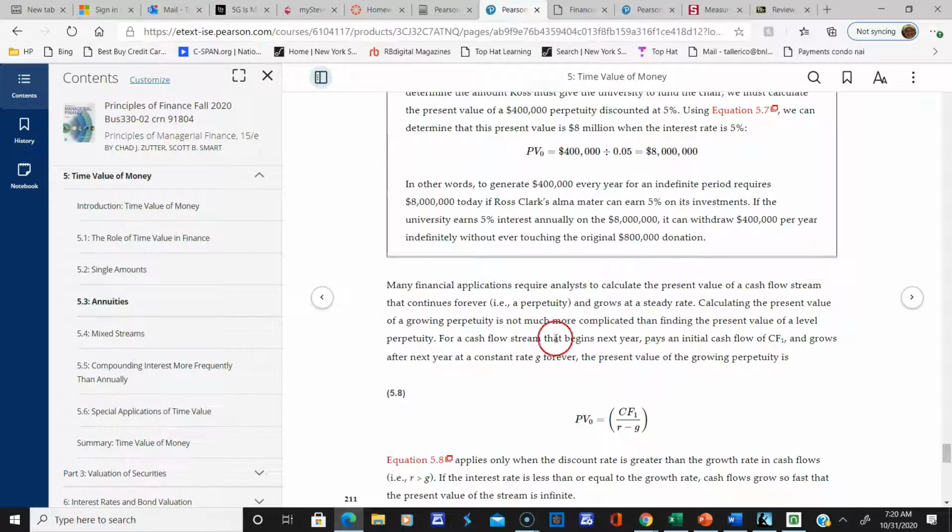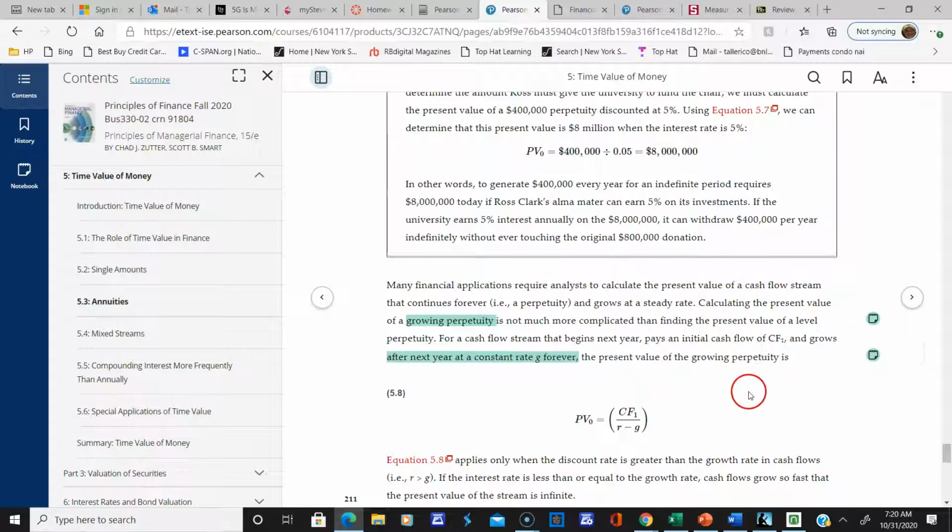Now, sometimes a perpetuity will grow. So what they have here is a cash flow stream that's a perpetuity, but it will grow occasionally. So we're going to call this a growing perpetuity. And you'll notice they have a letter there in the equation below, G, and G is the growth rate. Okay, so let's look for that. So after a certain period, there's a constant growth rate forever.